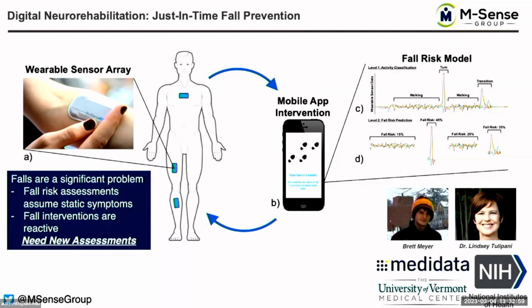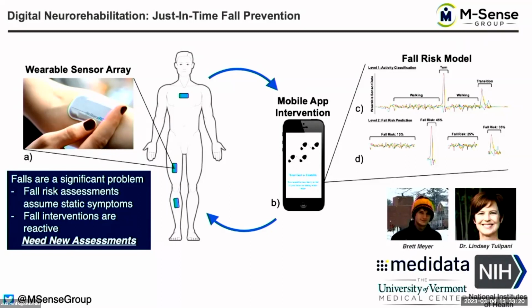It's called just-in-time fall prevention. And this project is aimed at addressing the more than 1 million people in the US who have multiple sclerosis. Multiple sclerosis is a degenerative neurological disorder. It has symptoms that cause you to be at increased risk for experiencing a fall. About 50% of people with MS fall in any 3-month period.